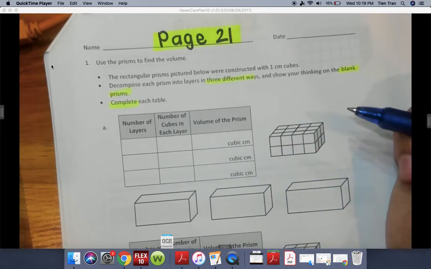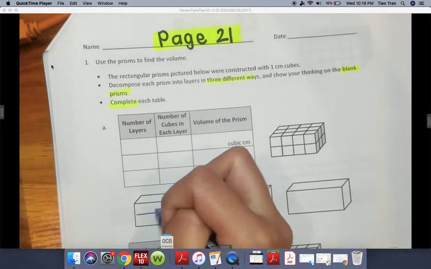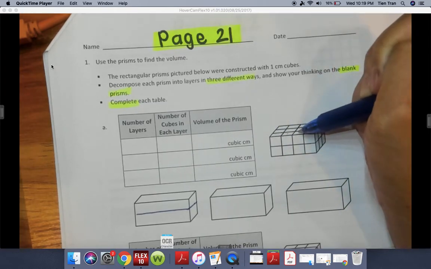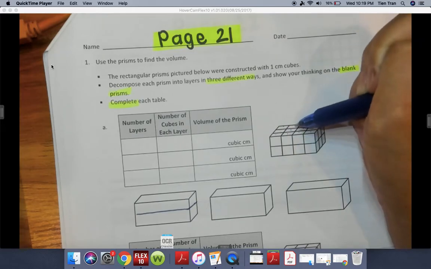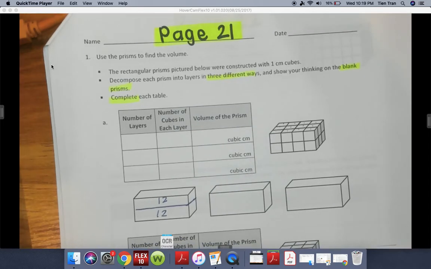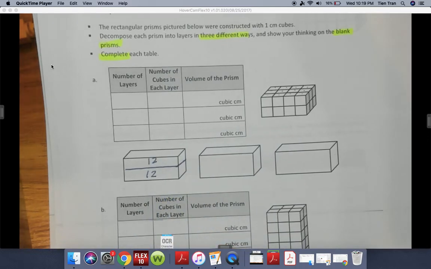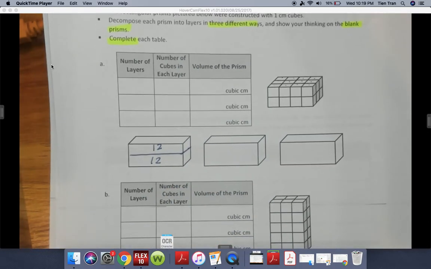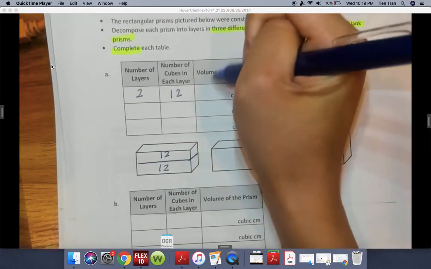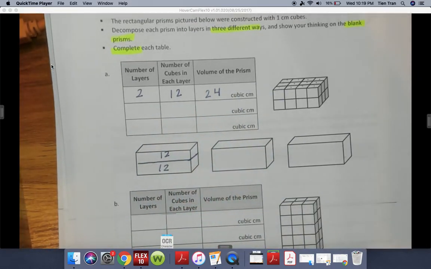I'm looking at this right here, and I'm going to decide to cut it like this. So I have 12 because I'm counting 1, 2, 3, 4. Oh, I should count here. 1, 2, 3, 4, 5, 6, 7, 8, 9, 10, 11, 12. So 12 cubes, and on the bottom it's going to be identical because what's on the bottom is going to also be on the top, and what is on the top is also going to be on the bottom because they are equivalent. So there are 2 layers and there are 12 cubes in each layer, which makes 24 cubic centimeters because when I multiply 2 times 12, I get 24.